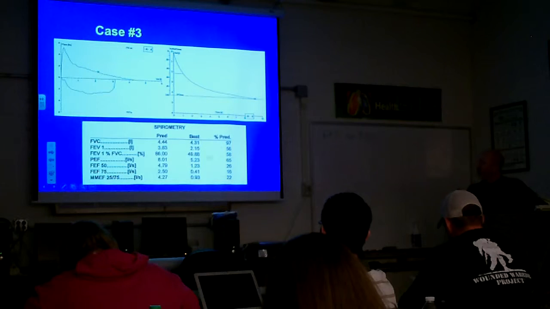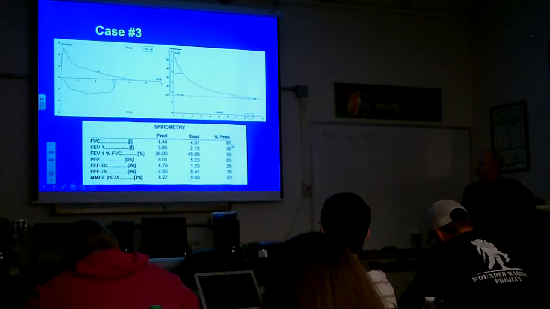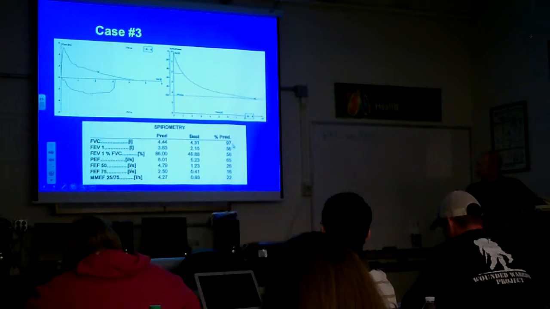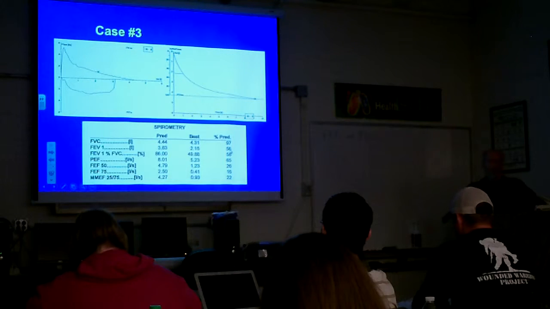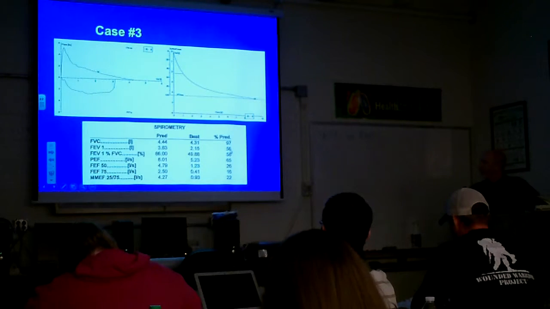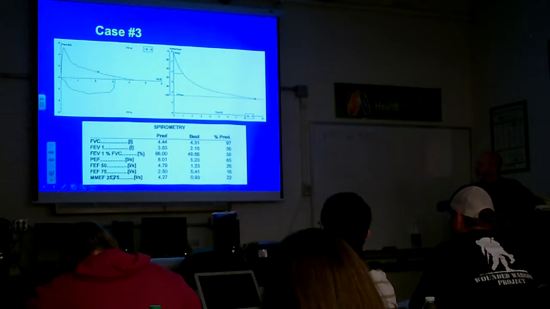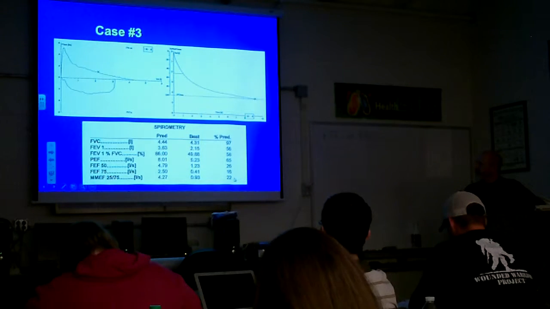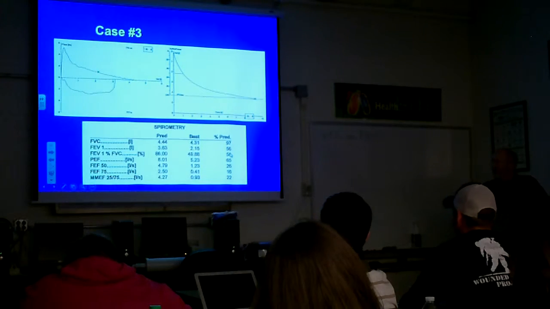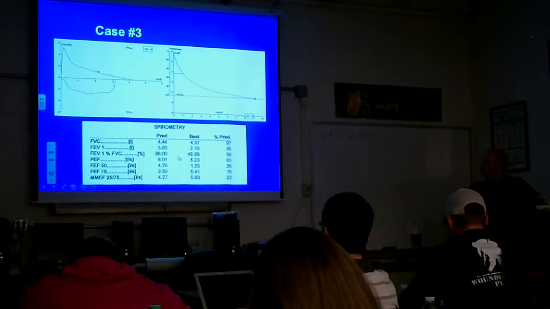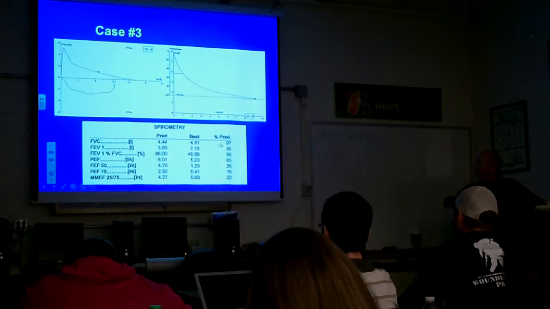Then I'm going to come up here. Look at this, the forced vital capacity looks like it's within normal limits. The FEV1 is 56% of predicted, which is reduced. Then you come down, the peak flow is reduced. We don't have to look at this one, but it's reduced too. So what will we interpret this as? It's an obstructive lung defect.